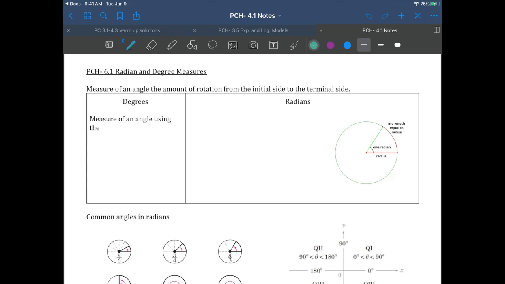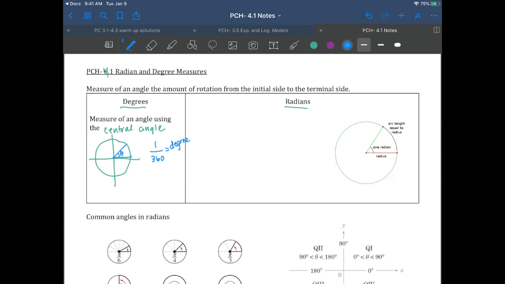Morning, y'all. We're going to look at 4.1, our measures of angles. First off, there's two different ways to measure an angle. It's in degrees and radians. The measure of an angle in degrees is the measure of a central angle. So if we have our circle here and an angle like so, our central angle would be from the middle of the circle. Each degree is 1/360th of the circle. Okay.